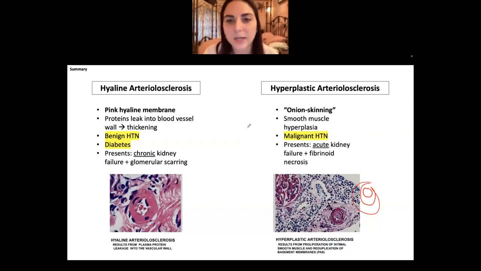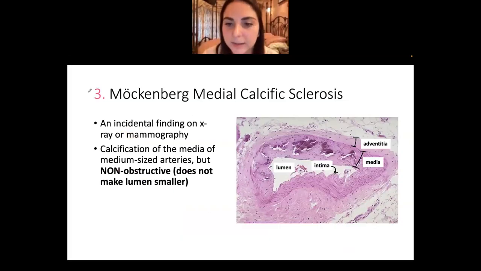Versus hyperplastic, your onion skinning. So it's not proteins leaking in, it's smooth muscles now undergoing hyperplasia caused by malignant hypertension, and then acute kidney failure and fibrinoid necrosis. It's literally just causing the actual wall to die. And that's what you're seeing with the onion skinning.